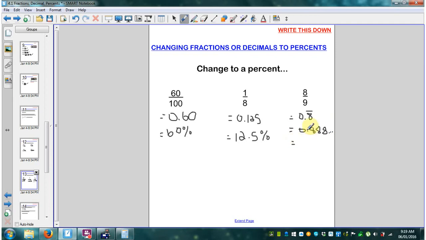So I move my decimal 2 places to the right. 1, 2. So we have 88.8. But we have an 8 after this, so this is actually going to round up to 88.9%.